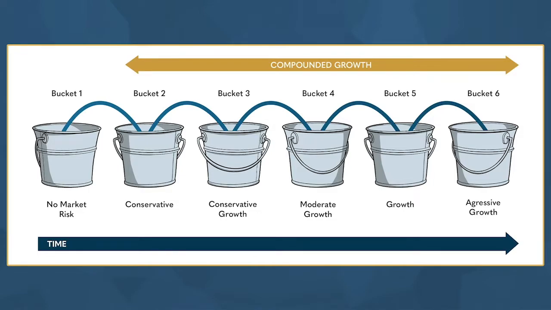And then you're going to go a step higher than that for a conservative growth bucket in bucket 3, a moderate growth bucket in bucket 4, a full-on growth bucket in bucket 5, and an aggressive growth bucket in bucket 6. The key here is that there are time segments assigned to each of those buckets. And as there are profits coming from the aggressive growth, the moderate growth, and the conservative growth, those are actually spilling over or waterfalling into the conservative and no market risk buckets.